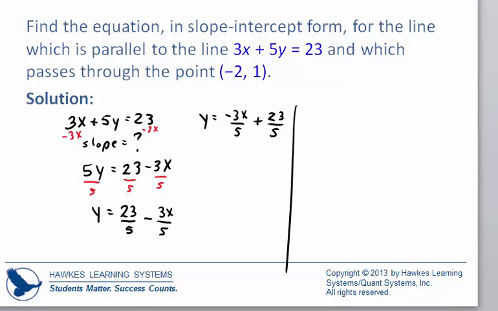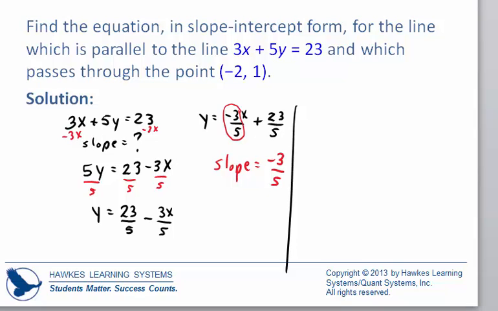Okay, so our question was, what is the slope of this line? And remember that in slope-intercept form, the slope will sit in front of the x. And so here is my slope. So I know that the slope of this line is negative 3/5.